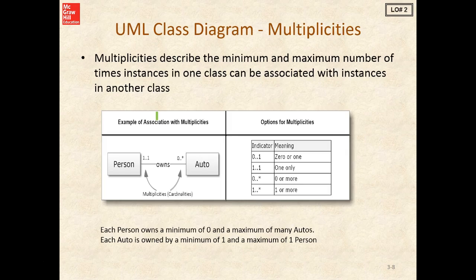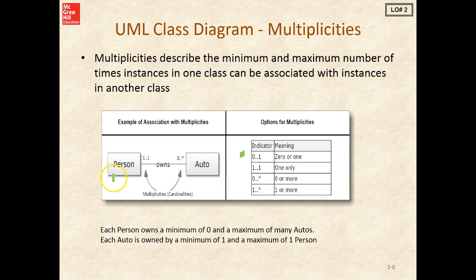So the UML class diagram multiplicities describe the minimum and maximum number of times instances in one class can be associated with instances in another. So here are the four indicators that we could have. We have 0..1, which is 0 or 1. We have 1..1, which is 1 only. We have 0..* (0 to star), which is 0 or more. And then we have 1..*, which is 1 or more.